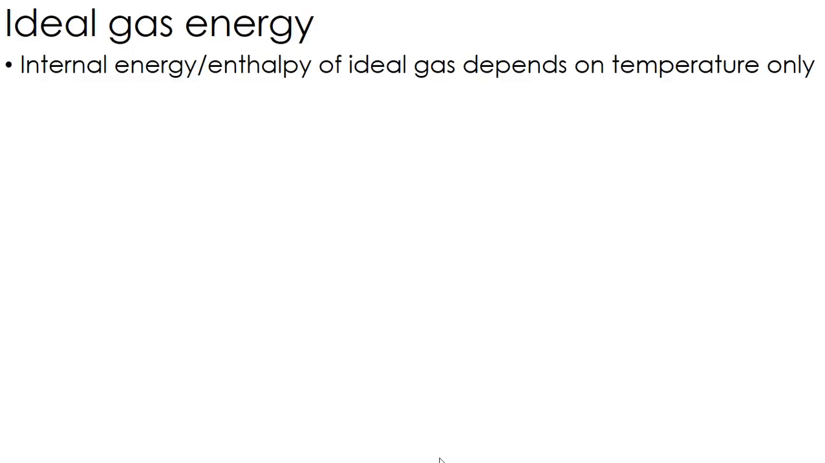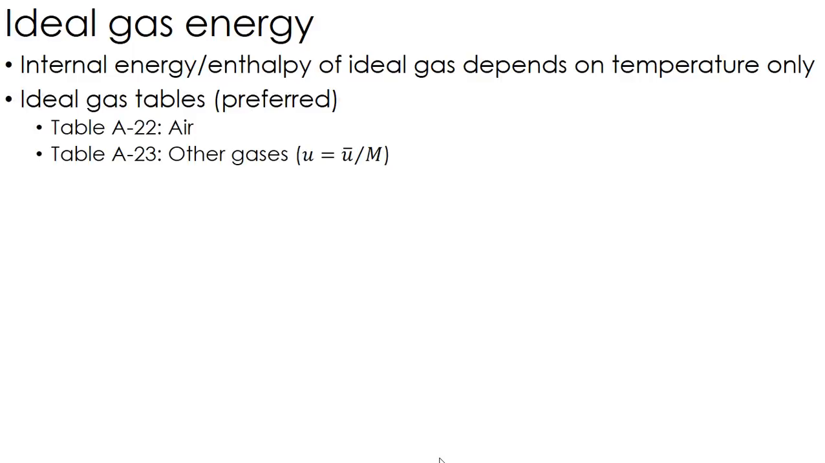Now that we have related pressure, volume, and temperature of an ideal gas, we're going to move in and talk about how energy and enthalpy of an ideal gas is related. And really, it only depends on temperature for an ideal gas. So for that reason, once I know temperature, I should be able to find the energy or enthalpy of an ideal gas. Now ideally, we use a table, right?